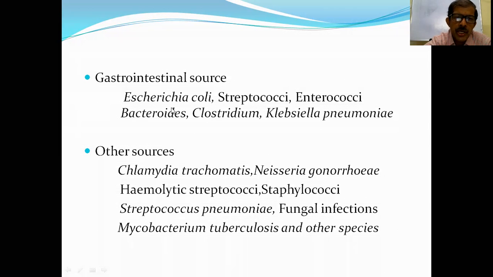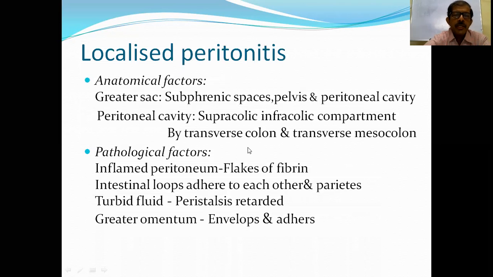Then non-GIT, of course, in females, particularly chlamydia, you have to think of. Then other organisms, these are not very common, like Neisseria, hemolytic organisms. All varieties are possible, fungal, Mycobacterium. In tuberculous peritonitis, you know, it is Mycobacterium tuberculosis. So all are possible, but these are common. Then let us go to the varieties.